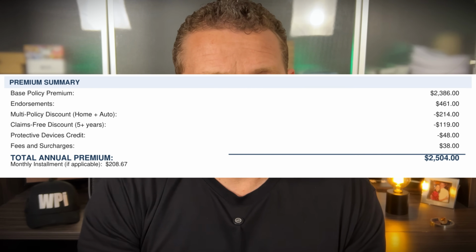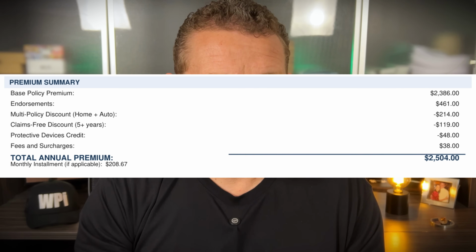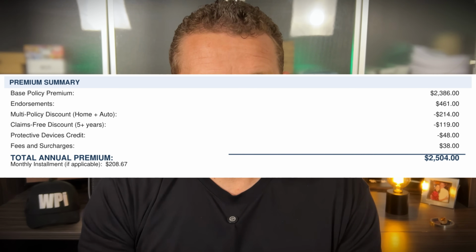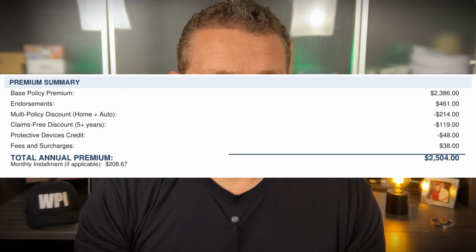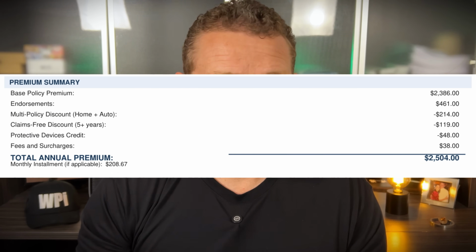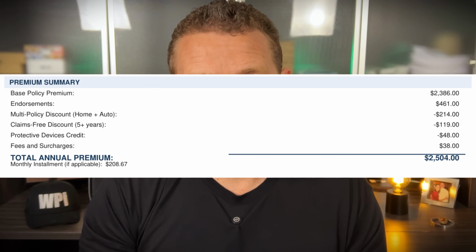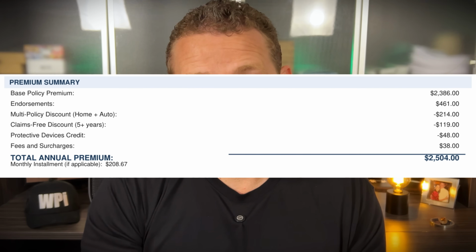The bottom of the deck page breaks down how your total premium adds up. This is where the math lives. You'll see the base policy premium, the endorsement costs, any discounts, and any fees or surcharges. The discounts section is worth reading. Multi-policy discounts, claims-free discounts, protective device credits for things like a monitored alarm system. If any of those fell off at renewal, this is where you're going to see it.